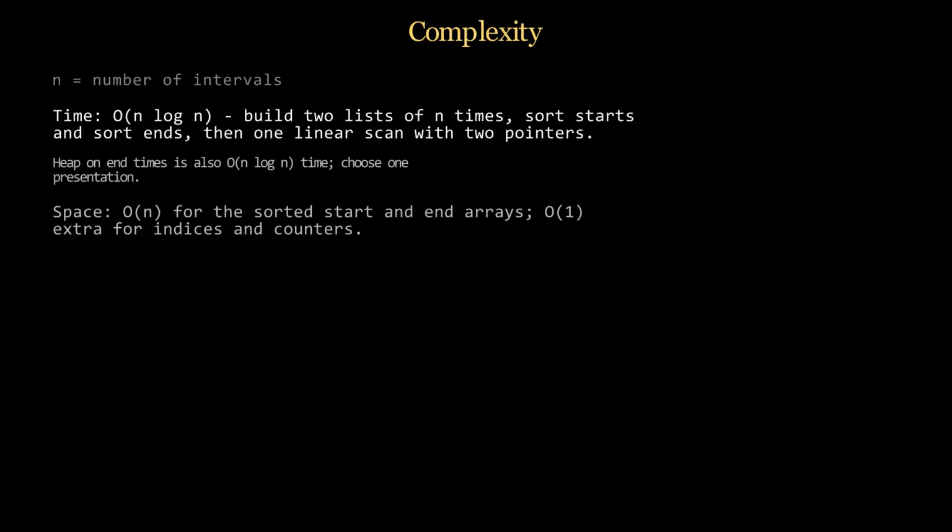Let n be the number of intervals. Time is order n log n. You sort all start times and all end times, then walk both lists with two pointers in linear time. A min heap of n times is another common n log n solution with similar time. Space is linear for the two sorted arrays of times, plus constant extra for pointers and the running max.